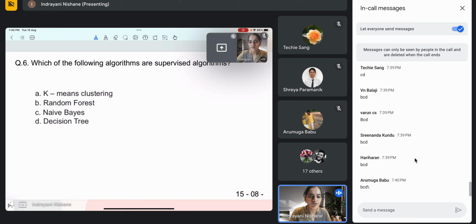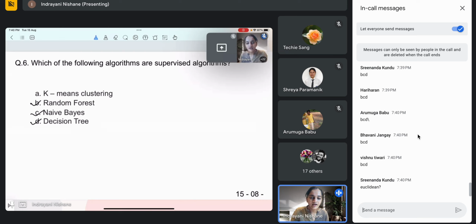Yeah. So most of you have answered BCD, which is the correct answer: random forest, naive Bayes, and decision tree. All these are rule-based algorithms, rule-based as in there will be some bifurcation based on the value of something. They will divide based on the value of features and group our data sets into different things. So all these classification algorithms are supervised learning algorithms, whereas k-means clustering is unsupervised. K-means will calculate the distance between the data points and then club the nearest data points into k number of clusters.